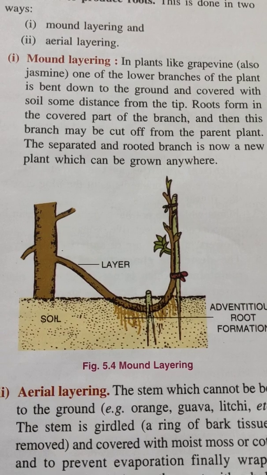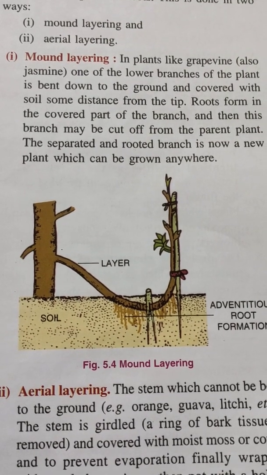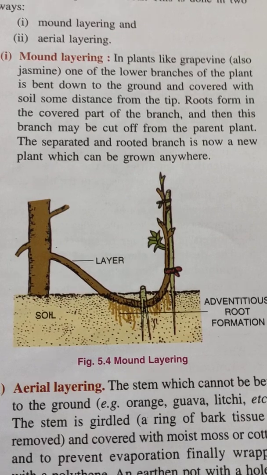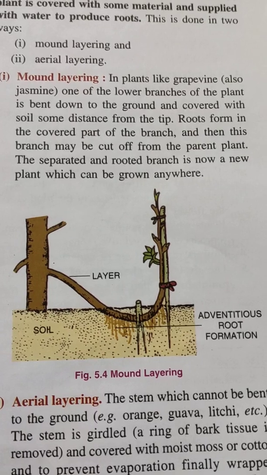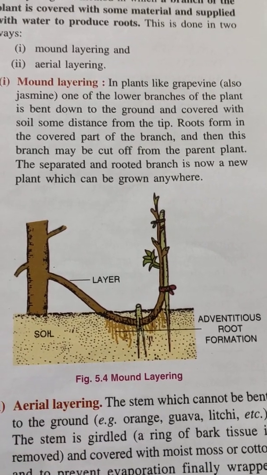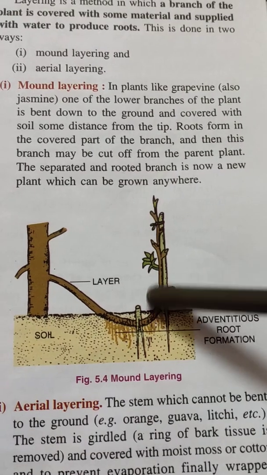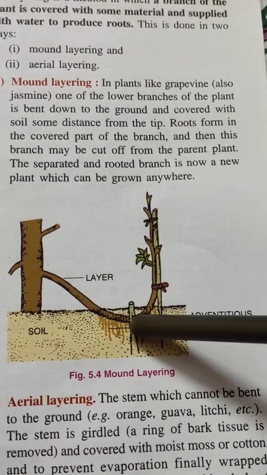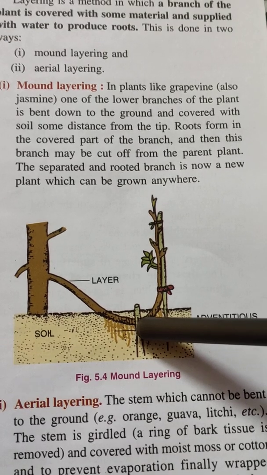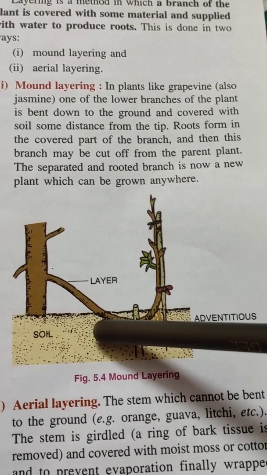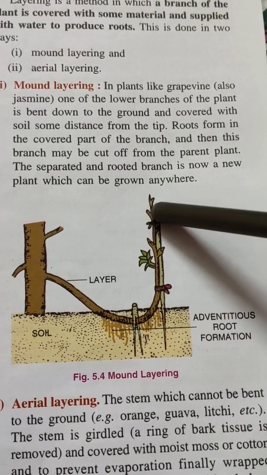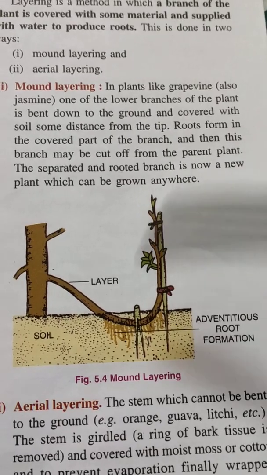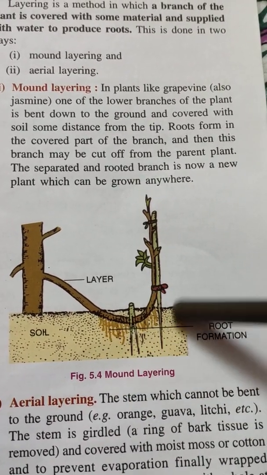In plants like grapevine, one of the lower branches of the plant is bent down to the ground, because the stems are very flexible and elastic, and covered with soil some distance from the tip. Roots form in the covered part of the branch. That means this part which is under the ground, and then this branch may be cut off from the parent plant from here. The separated and rooted branch is now a new plant which can be grown anywhere. Okay, because here you can see the adventitious roots have formed. Clear?